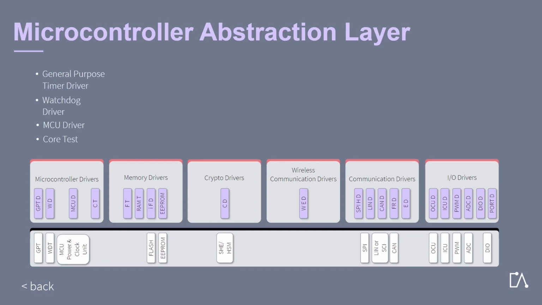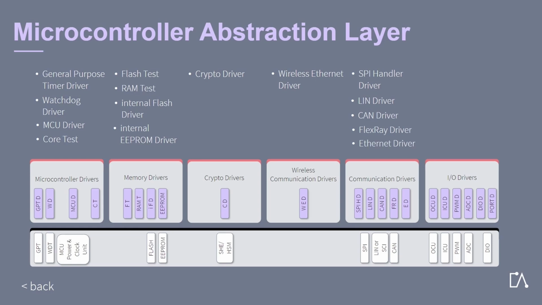The module group microcontroller drivers consists of drivers for internal peripherals, like the general purpose timer and the watchdog, as well as functions with direct microcontroller access, like the core test. The module group memory drivers consists of drivers for memory mapped external memory devices, like the external flash, and on-chip memory devices, like the internal flash and the internal EEPROM. The crypto drivers are drivers for on-chip crypto devices like SHA or HSM. The wireless communication drivers are drivers for wireless network systems, which cover in-vehicle or off-board communication. The module group communication drivers consists of drivers for ECU on-board communication, like SPI, and vehicle communication, like CAN. Input-output drivers are drivers for analog and digital input and output, like PWM, ADC, and DO. You can use the glossary on the right to find out what the abbreviations mean.